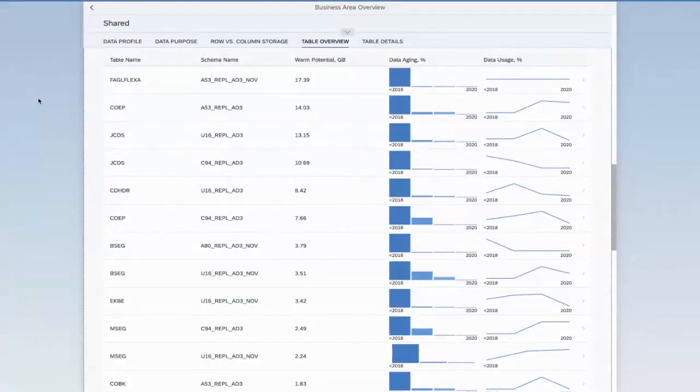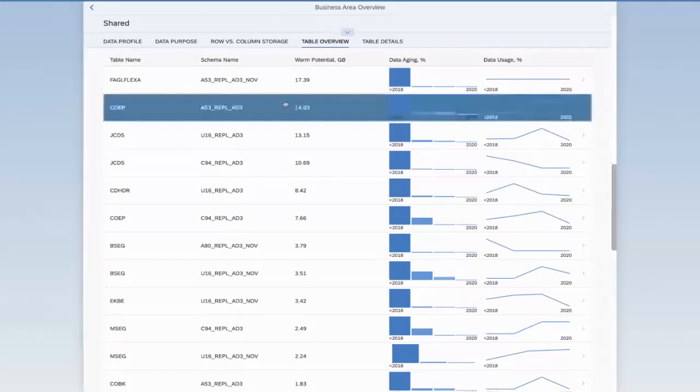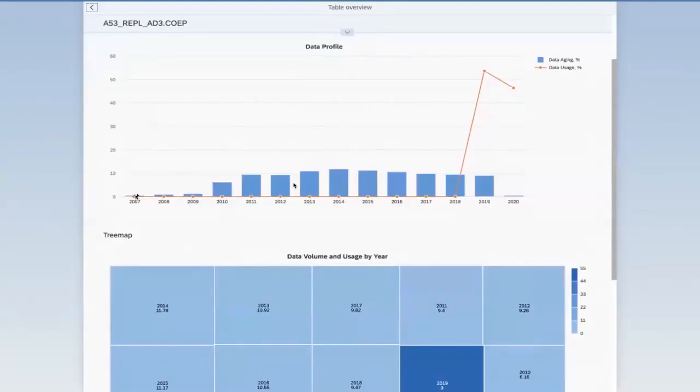Now, when I talk about actionability, this is what I really was referring to. Here you get an overview of your tables in descending order by the warm potential. So again, the estimated gigabytes that we consider to be 2 years and older that you might want to look at having to move off by table. So you can really see this table sits in this schema, has 14 gigs of warm potential. Again, you are presented with data aging and data usage.